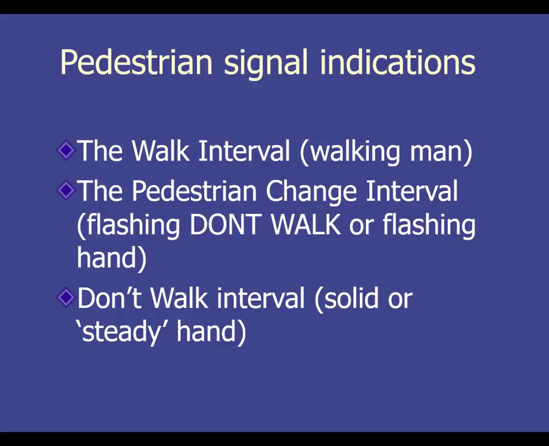The pedestrian signal indications. The walk interval, there's a sign that goes on, it's a walking person. There's a pedestrian change interval, a flashing don't walk, or sometimes it's a flashing hand. And then there's a don't walk interval, period, which is a solid or a steady hand. And we can see that as sighted people. As we cross the street, we can look and see those indications.